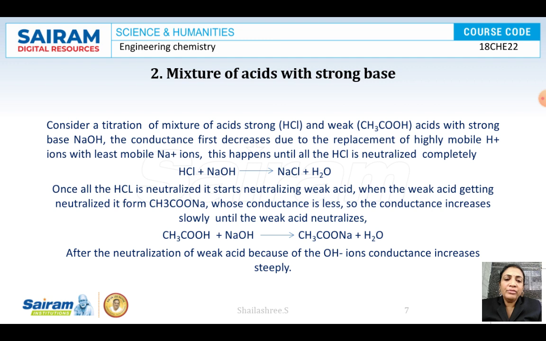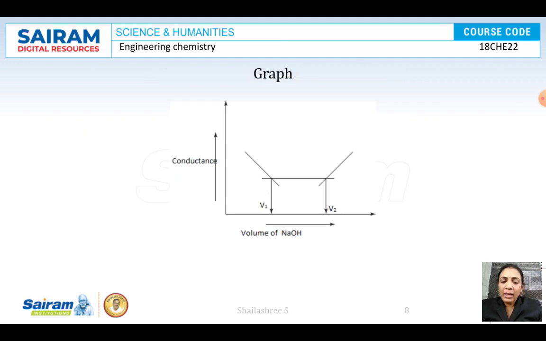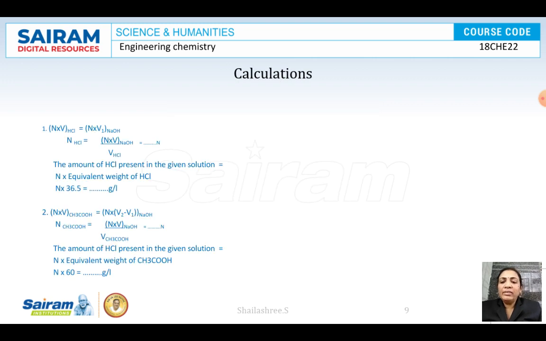When we plot a graph, we will be getting a graph like this. By knowing the V1 and V2: V1 is the volume of the base required to neutralize only the strong acid, and V2 is the volume of the base required to neutralize both the strong and weak acids, and V2 minus V1 is the volume of base required to neutralize only the weak acid. By using the same formula, we can calculate the amount of the HCl and the weak acid CH3COOH present in the given solution per liter.